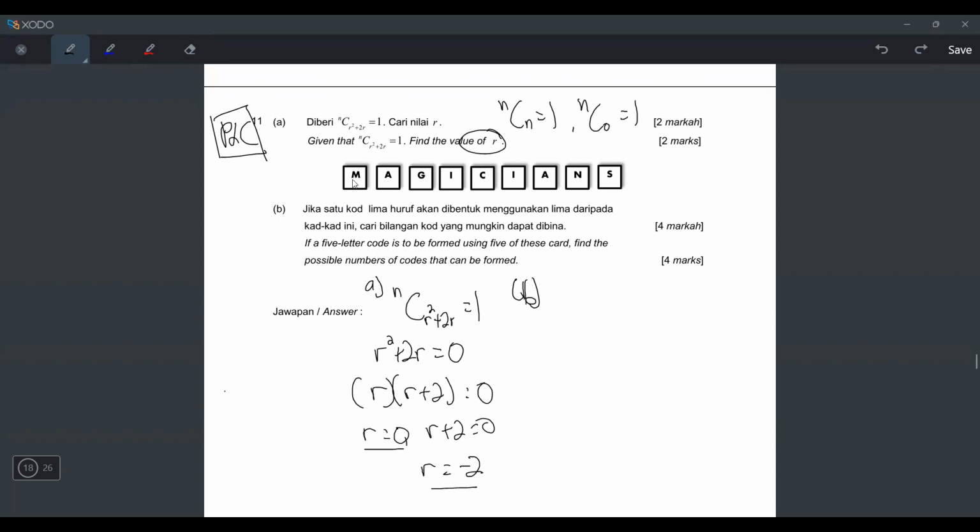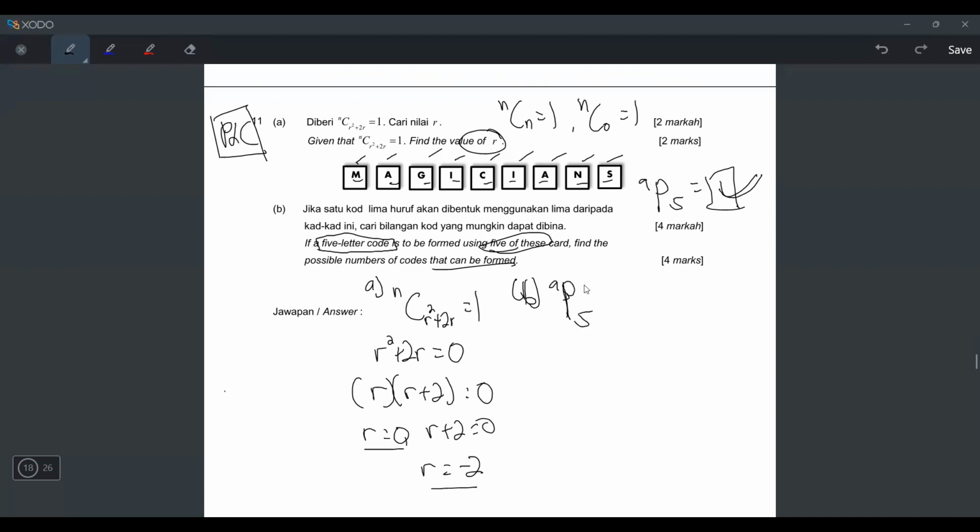Okay, question B. So we have MAGICIANS. How many letters? 1, 2, 3, 4, 5, 6, 7, 8, 9 letters. So B says if a 5-letter code is to be formed using 5 of these cards, it means from 9, I only choose 5 to form a code. But we all know when we are forming a code, the order is important, so it should be permutation. If they say no condition, find the possible number of codes that can be formed. So the answer will be 9P5.